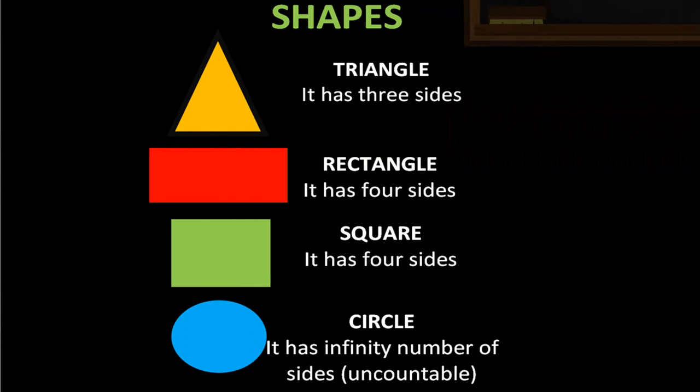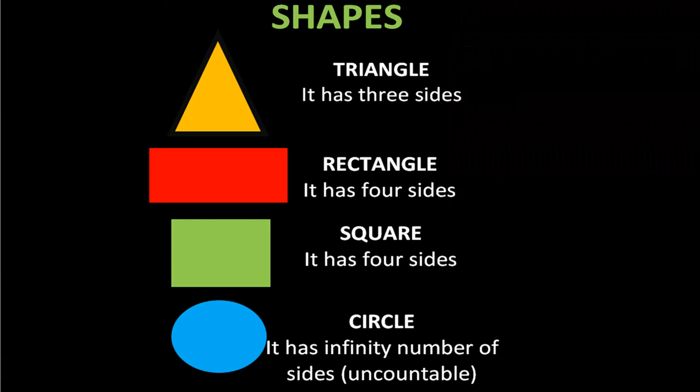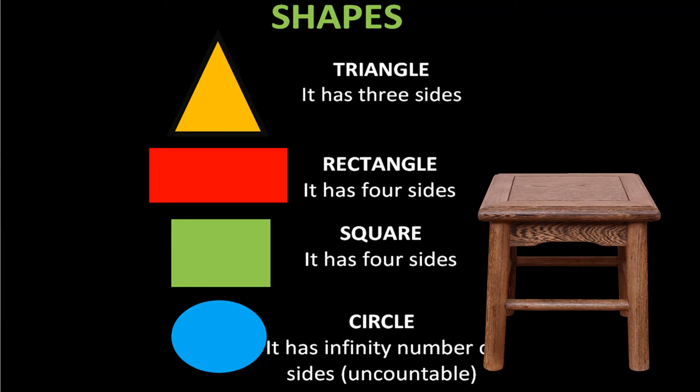Now we are moving to square. We have square. It has four sides. The object that has square form is stool. Can you see this stool? Yes. It is in square shape. It has four sides. One, two, three, four. Square has four sides.